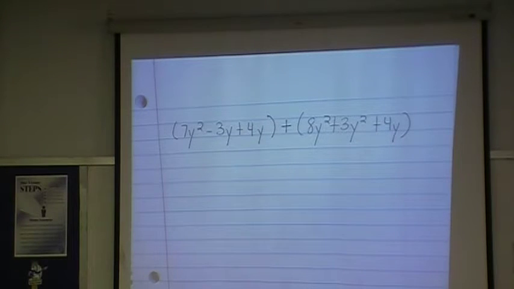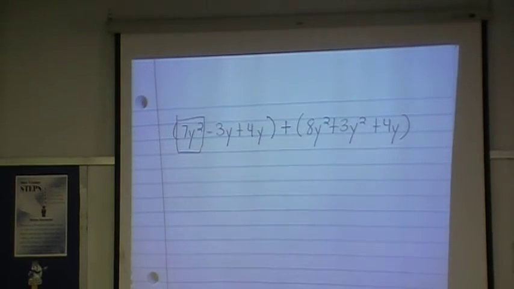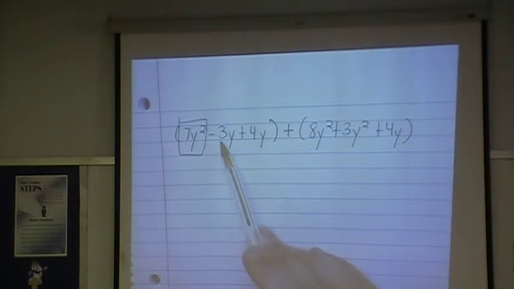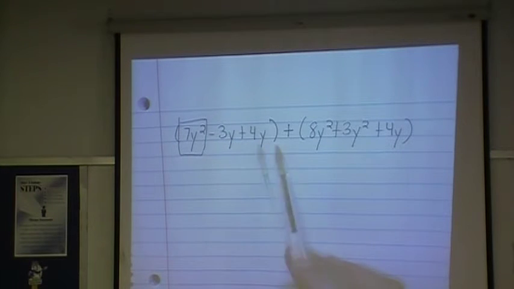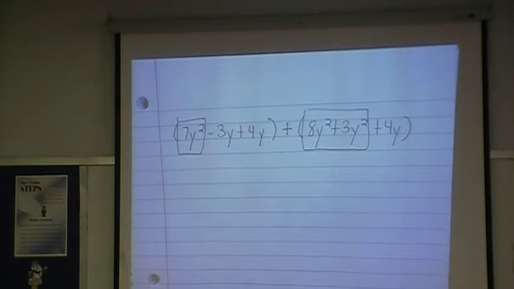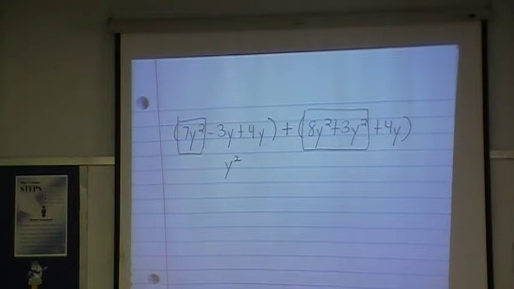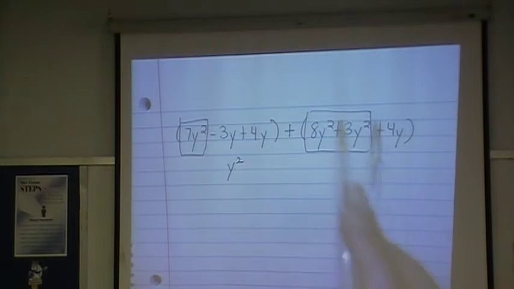Now I've seen kids do this several different ways, and I don't care which way you choose. I start here and I say, what's my first term? Well, my first term is a 7y squared. And then I look through here and I say, do I have any more y squares? Yes, I do. I know I'm going to have a y squared in my answer. I'm going to add 7, 8, and 3. Well, 7 plus 3 is 10, plus 8, that's 18.